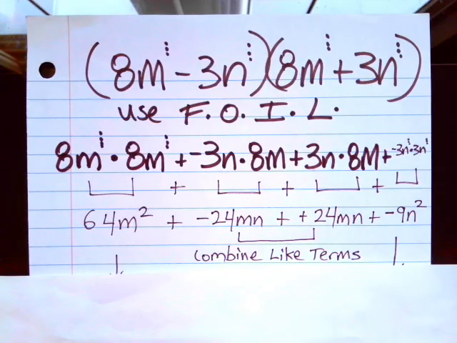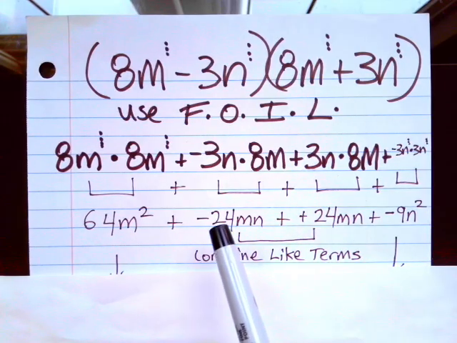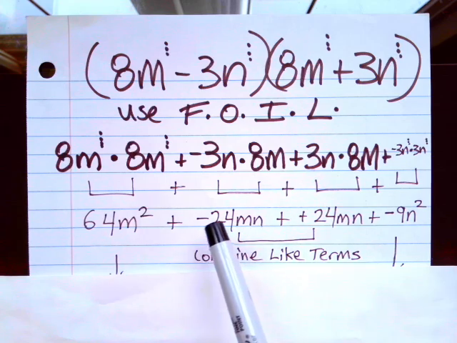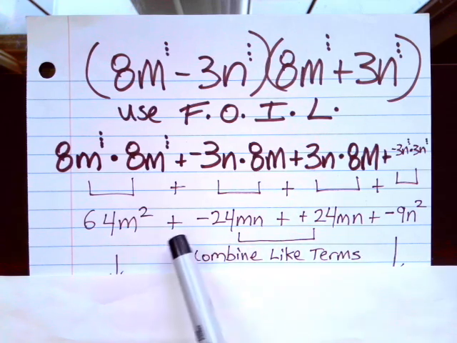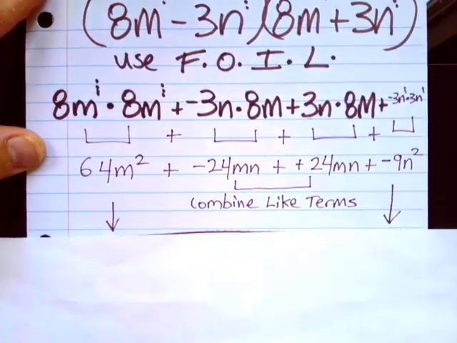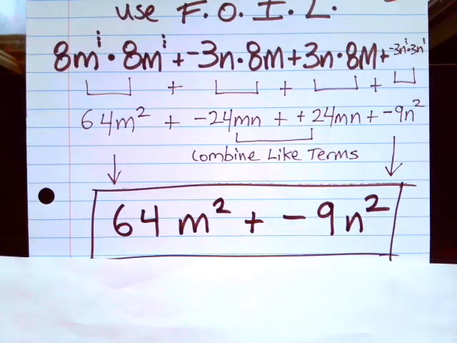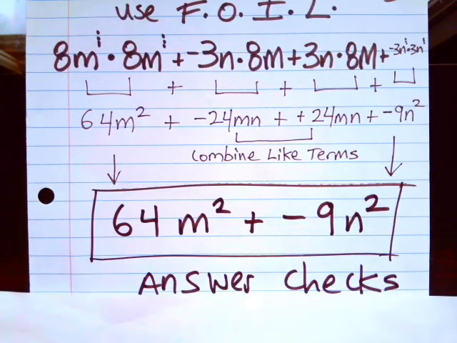We're going to combine these like terms. Positive 24mn plus a negative 24mn, they cancel out to be 0. You're left with 64m squared plus a negative 9n squared. Is that the same problem I started with? It absolutely is. Then that answer checks out.